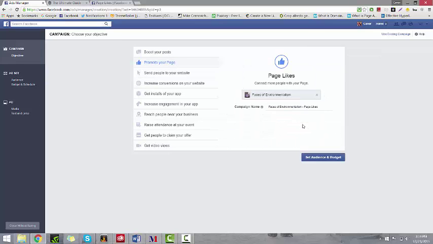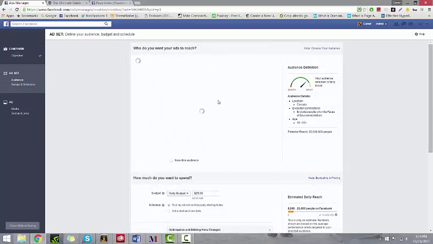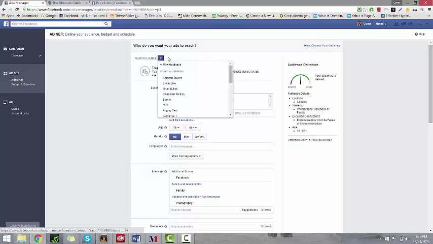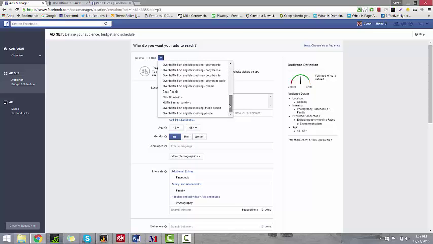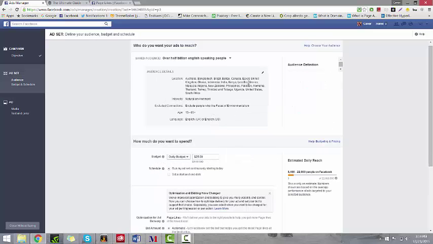Okay, so now time to move on to the audience. The audience that I've created is essentially 20, the max amount of countries, with different English-speaking countries. And here it is, over 500 million English-speaking people.